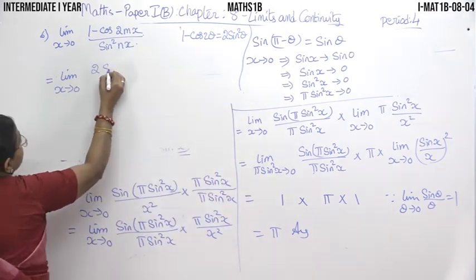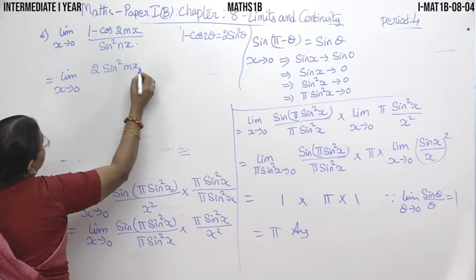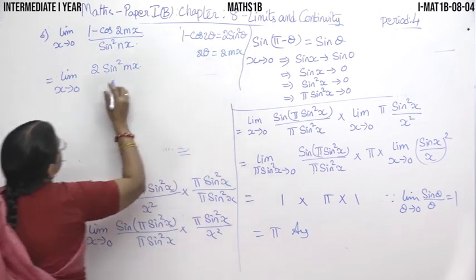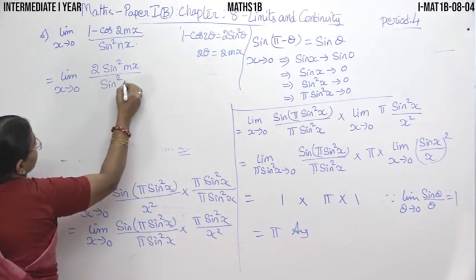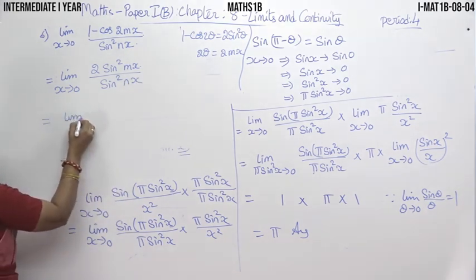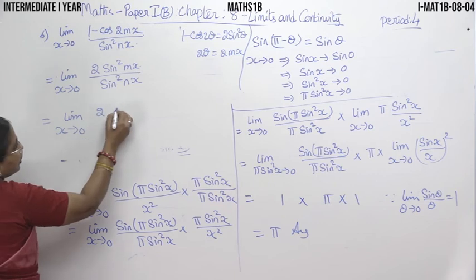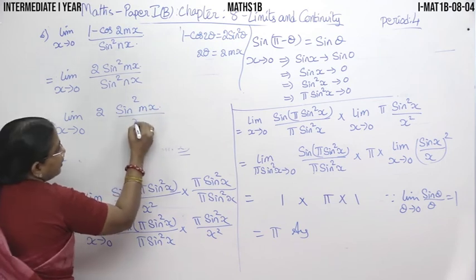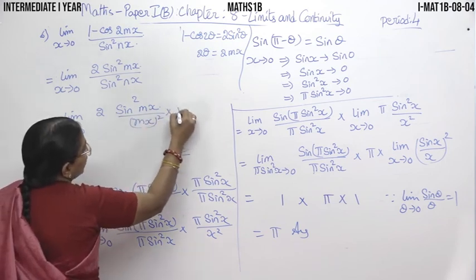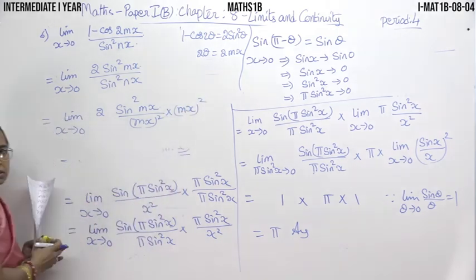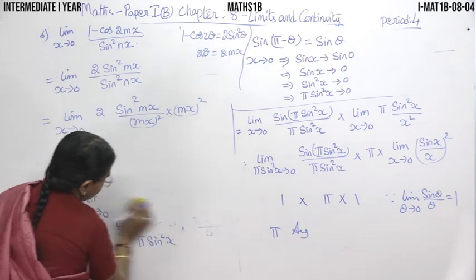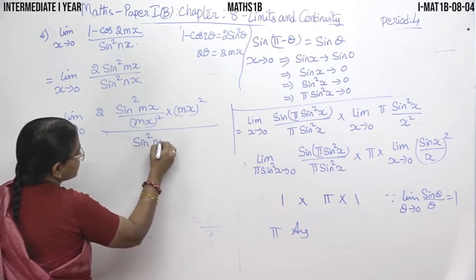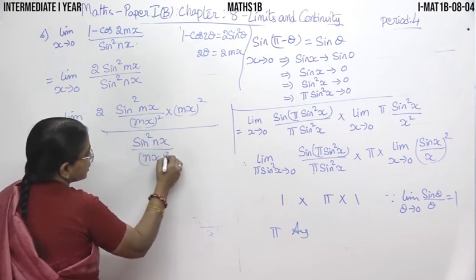So this we'll write as 2 sine square mx. So our 2 theta here is 2mx, so theta is mx. By sine square of nx. So now what we do is we'll write limit x tending to 0 of 2 into sine square of mx is there, no? So we should multiply and divide by mx whole square, so that it is reduced to the standard form. In the same way for the denominator, sine square of nx is there, so multiply and divide by nx whole square.